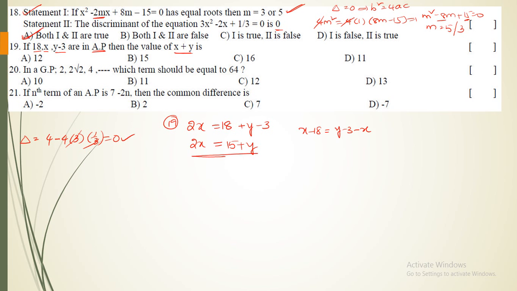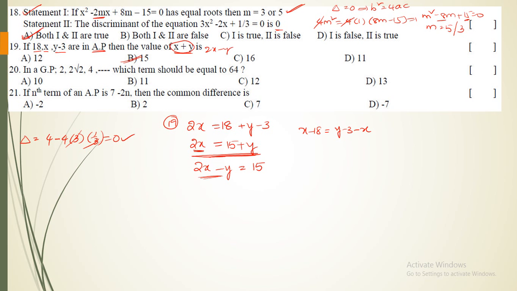From this single equation, we can't find the value which contains two variables. But if I want, I can write the value of 2x minus y is equal to 15. So if this is 2x minus y, then I can say that the answer is 15, right?